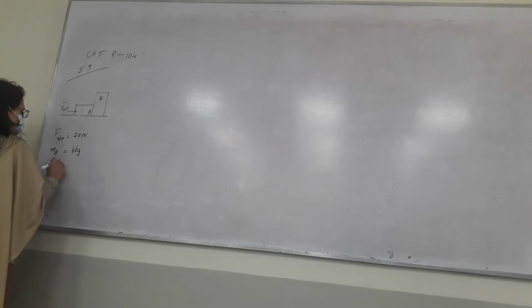And this mass A is pushing block B, which has a mass of 6 kg. So block B has a mass of 6 kg. The blocks slide over a frictionless surface along the x direction.